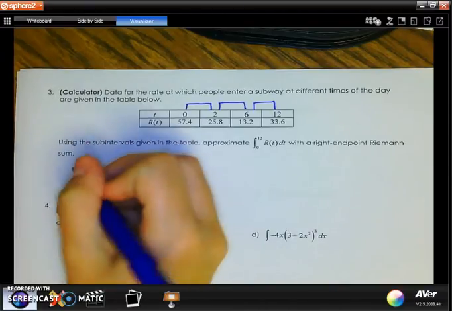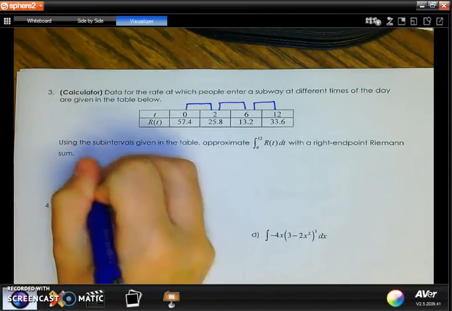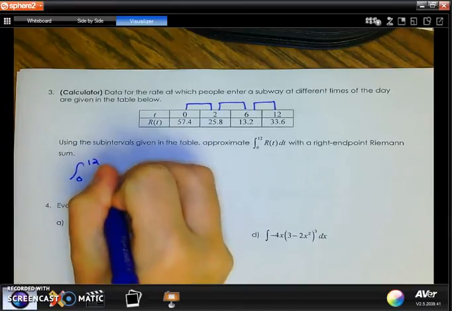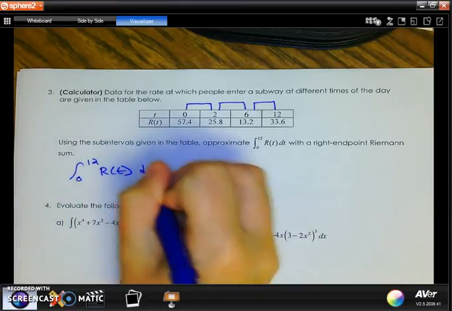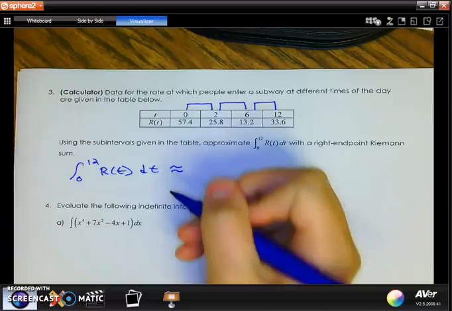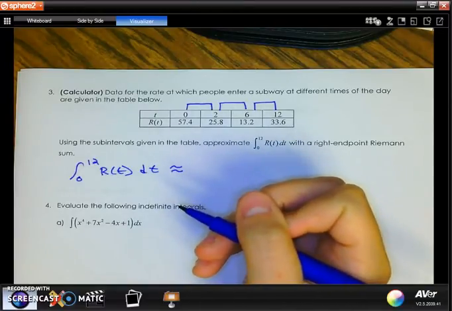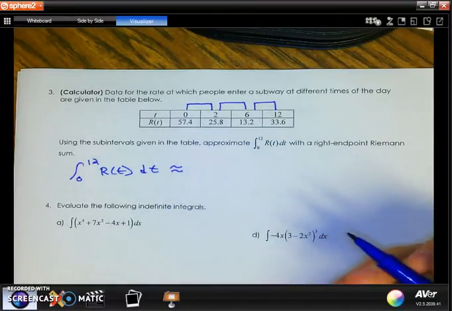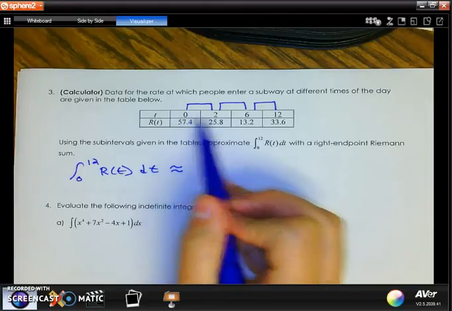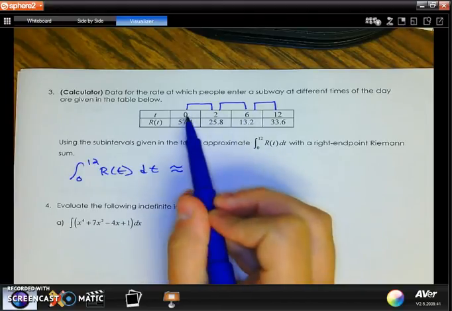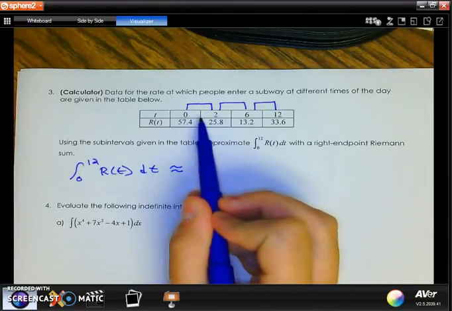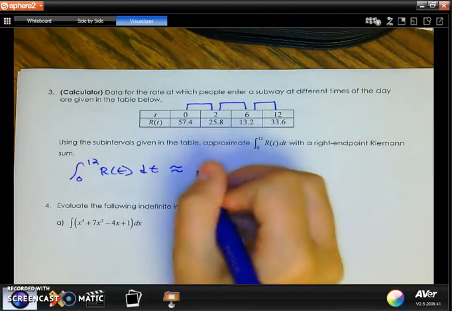It helps you see. So if I'm trying to figure out the integral from 0 to 12 of R(t) dt, that's going to be approximately, well, remember, it's your delta x, the width of the rectangle. Normally it's the same number, but when you're given a table, it's usually not, because look, from here to here is a distance of 2, okay? So it'll be 2.